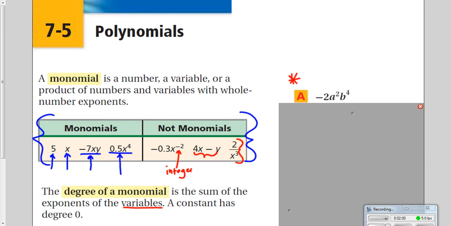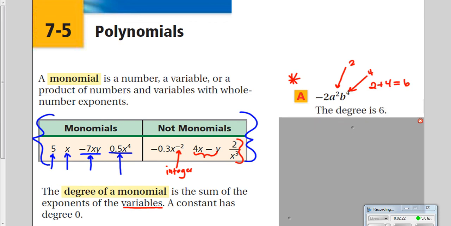Okay? So if you look over at letter A, the easiest way to explain this is just to look at an example. If it's supposed to be the sum of the exponents of the variables, well, variable A, its exponent is a 2. Variable B, its exponent is a 4. The sum of that, 2 plus 4, is 6. So the degree of this should be a 6. We see the degree is 6.